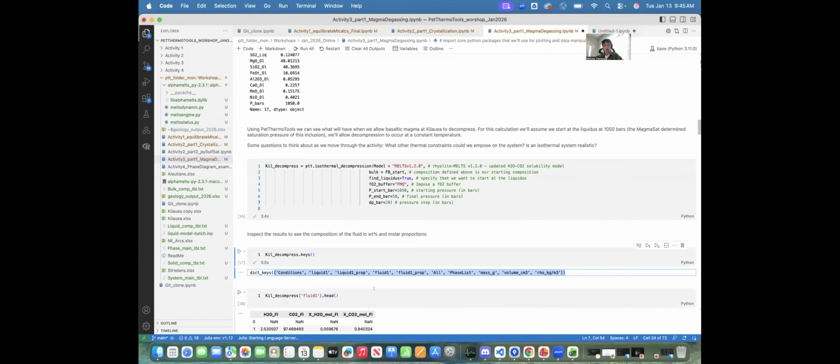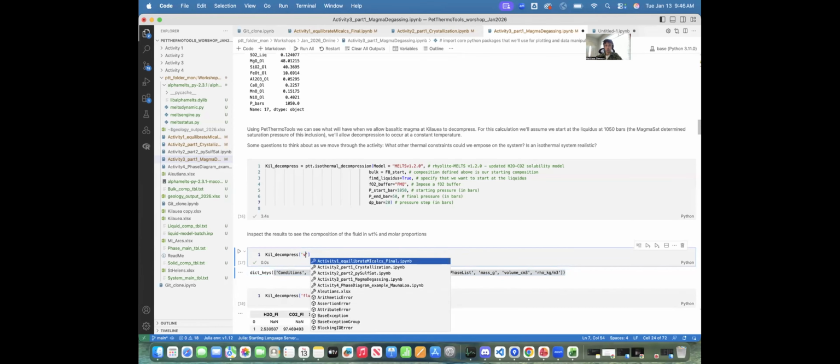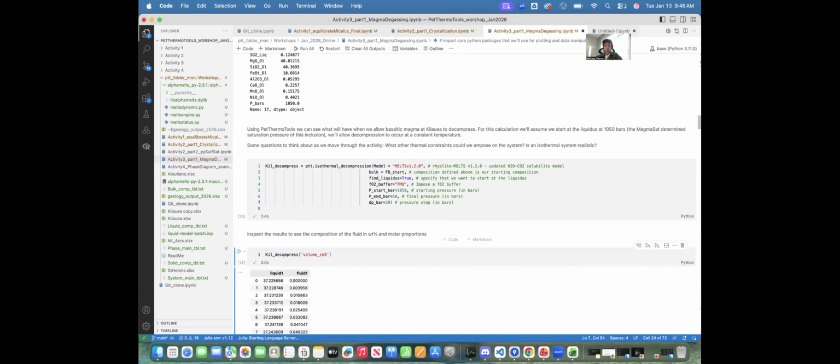You should notice that it's essentially exactly the same as what we had yesterday for the crystallization calculations. We have a conditions data frame. We have a data frame for the phases that saturated, so liquid and fluid in this case. We have a data frame for their properties. And we have separate data frames of things such as the mass of the system and the volume of the system components at different points. So we could look at the volume of the system. And you see that we start entirely at liquid and actually immediately saturate in some fluids.